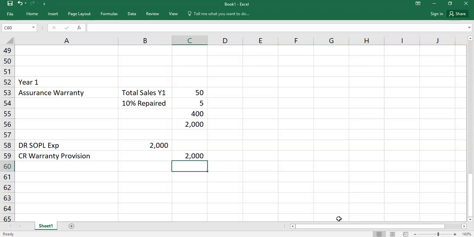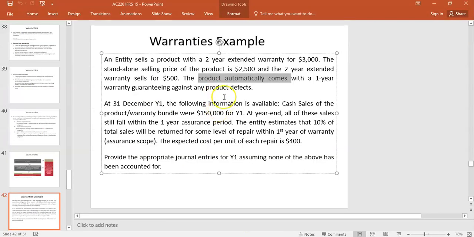It is not under IFRS 15, because that's the first year where it's kind of a guaranteed warranty. It's not really adding any additional value add. So it's the assurance warranty. So you get the total number of units sold, then you get 10%, and then you multiply by 400 for the cost of each repair. So that's dealt with the assurance type warranty.